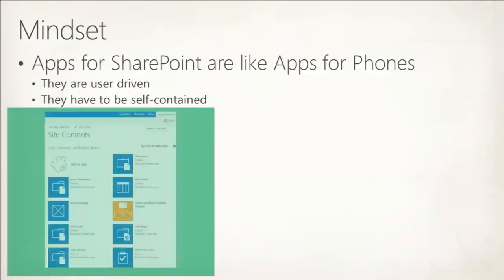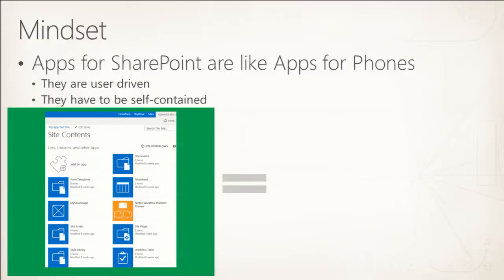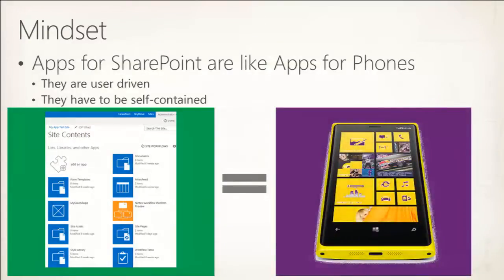They are user-driven and they have to be self-contained. So it means that you can't link to other apps from your app. You can't use other apps in your app. You can't create an app that needs other apps in order for it to function. That means that creating a web template or using it in a web template, that's not possible. You can't create a web template in an app, and you can't create a templated site from an app.